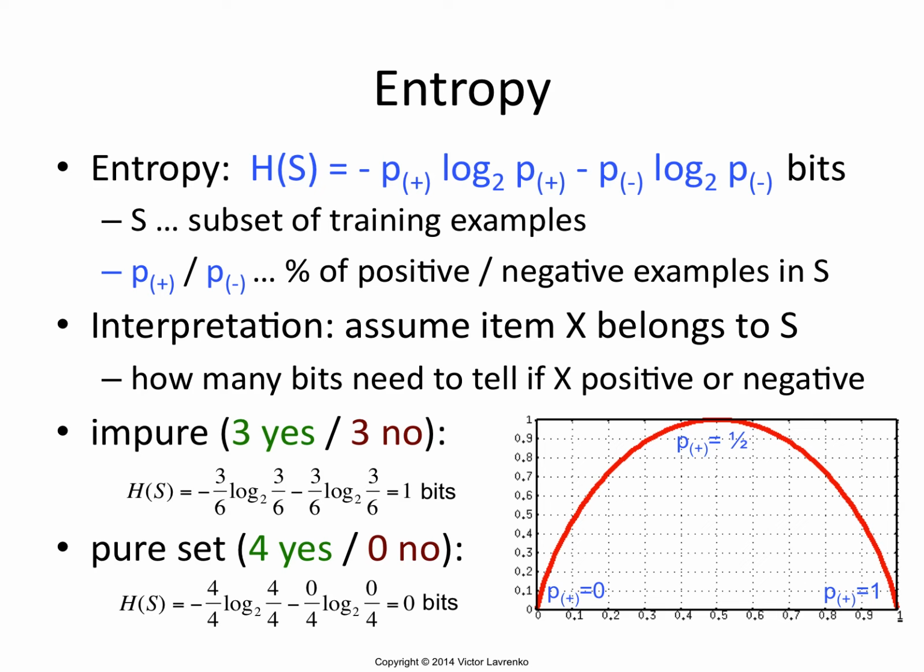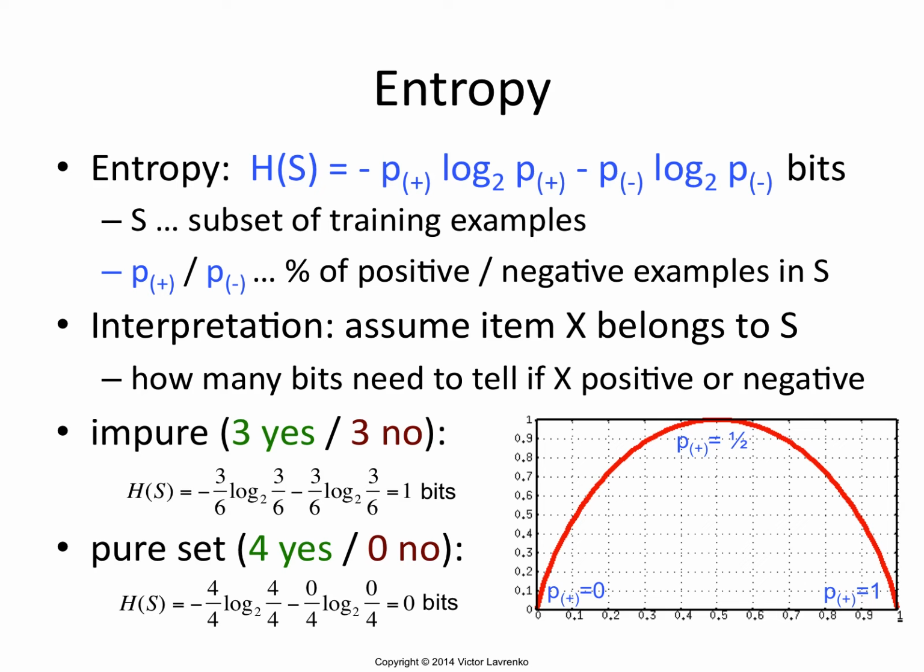So it's a little bit weird to think about fractional bits. So what does it mean? What does it mean to have 0.33 of a bit? It's hard to think about that, but basically what it says is that it quantifies the uncertainty. It tells you how uncertain you are about whether a randomly picked item is positive or negative.